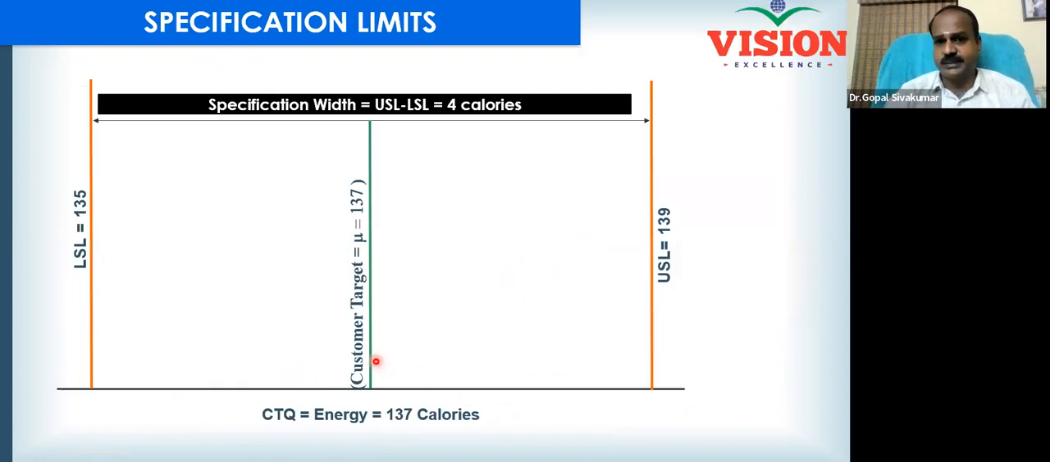And now I have visualized the discussion. See here. Customer targeted value is 137 calories in each milk bottle. And USL is 139, LSL is 135. So specification width is 4 calories. How do I get it? USL minus LSL. It's clear.